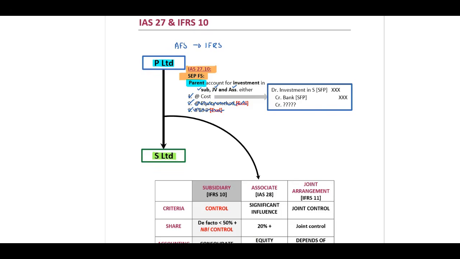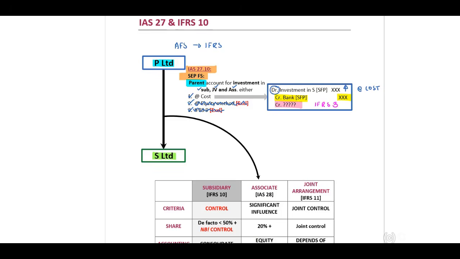Therefore, IAS 27 paragraph 10 indicates to us in the financial records of P Limited, for this investment, P Limited will then debit the investment in S. It's an asset, it will increase at cost price. Let's say purchased cash, therefore credit bank, asset decrease. And if there is a different method of payment, credit that account, and we will look at this in terms of our IFRS 3 principles.